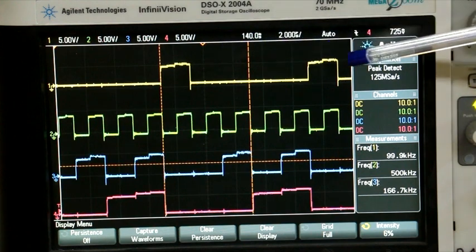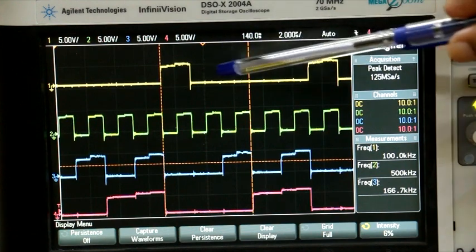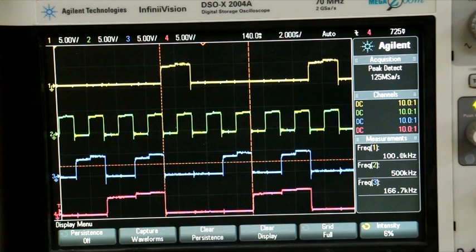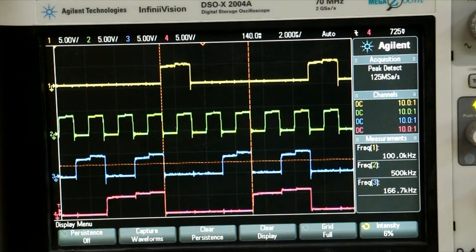So you can see that the QD output, which is the divide by 10 output, is not a symmetric output. This is the operation of a BCD counter, and this is working so well, and we are able to see this well as a BCD counter.